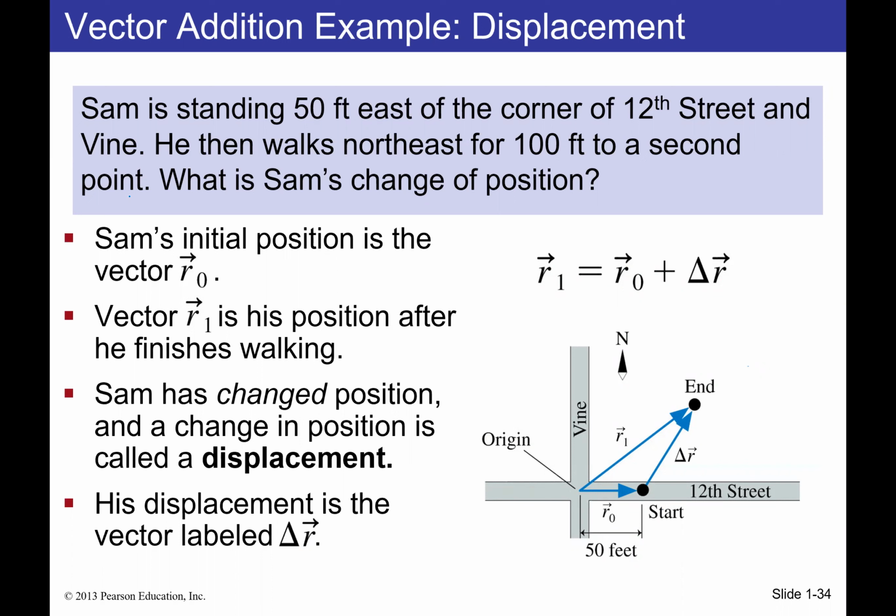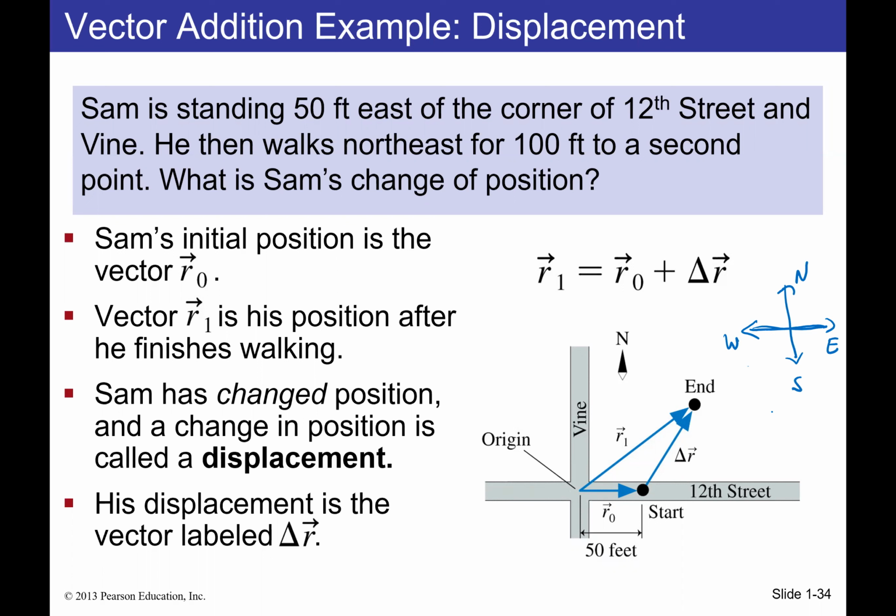Sam is standing 50 feet east of the corner of 12th Street and Vine. He then walks northeast for 100 feet to a second point. What is Sam's change in position? All right, so let's see what we have. One of the things you want to understand is that when we use coordinate systems, sometimes we also use this west, east, north, south coordinate system. That means we will use north, south, east, and things like that.